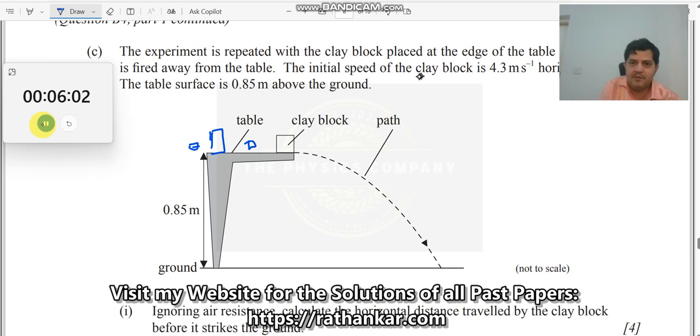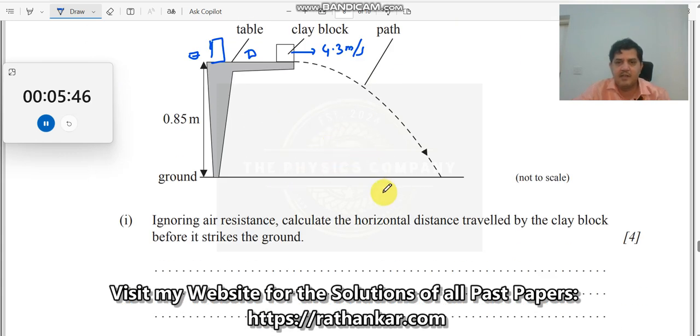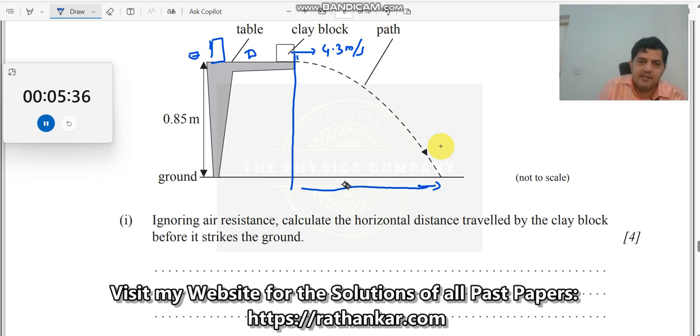The initial speed of the clay block is 4.3 meter per second. So here it is going at 4.3 meter per second, right? So as a result of it, horizontally, the table surface is 0.85 meters above the ground. 0.85 height of it is also given. Ignoring air resistance, calculate the horizontal distance traveled by the clay block before it strikes the ground. So what is he asking? He's asking you what is the horizontal distance from here to here.